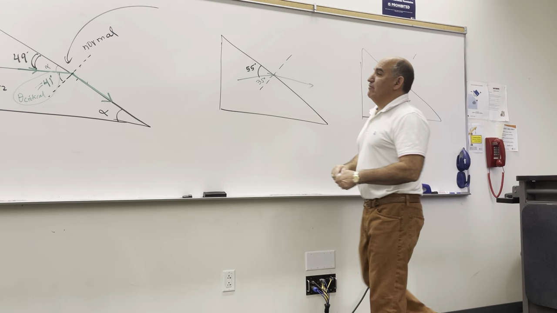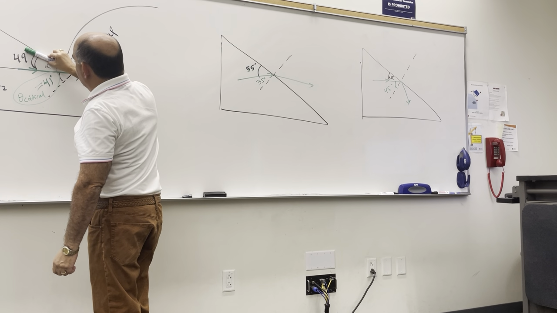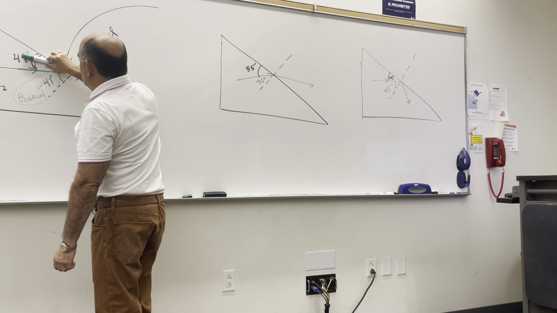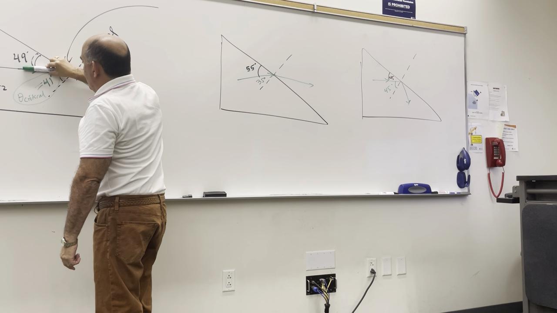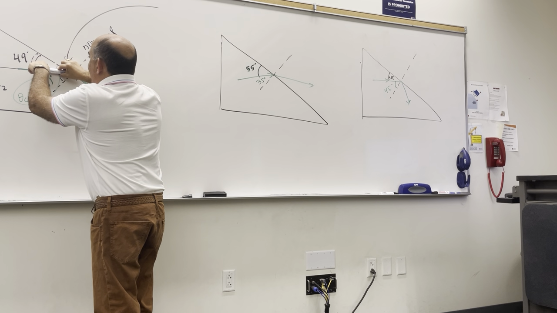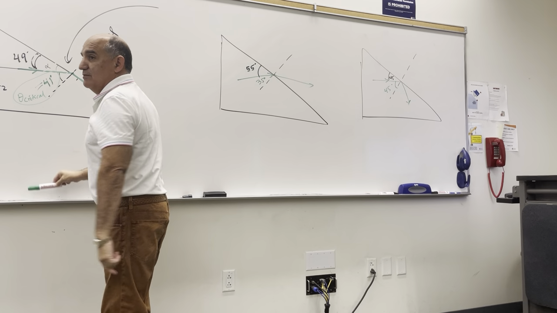So what's happening over here is that as this angle is increased, the light is going to be internally reflected. But when you get past a particular value for alpha, so that the angle of incidence is smaller than this, then the light is going to come out.